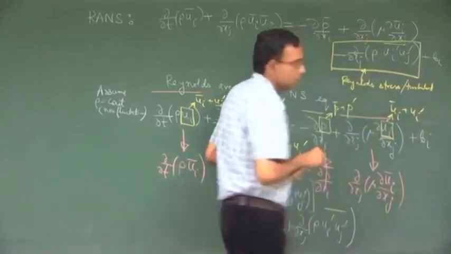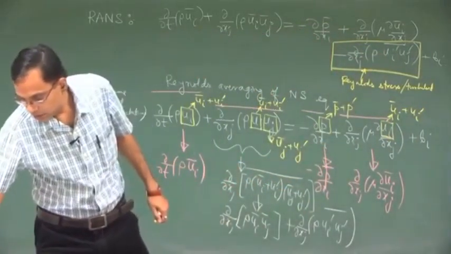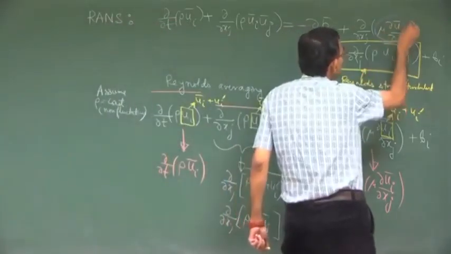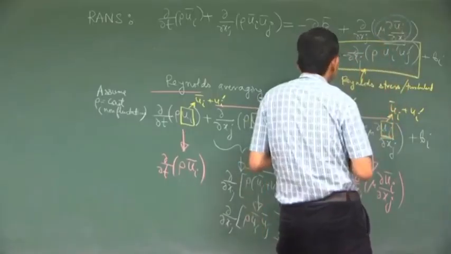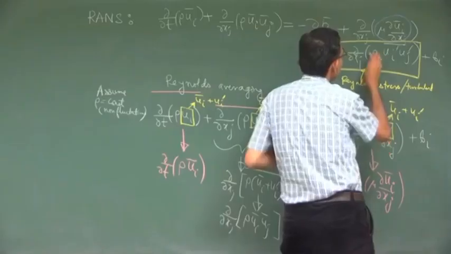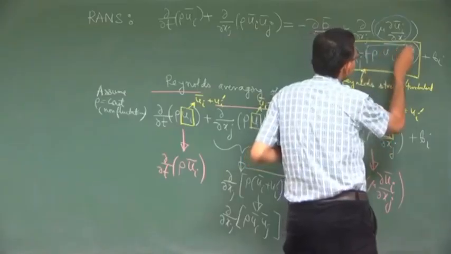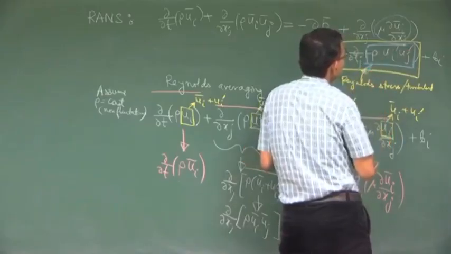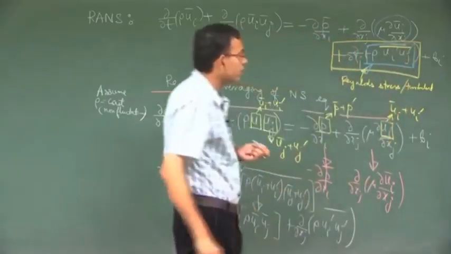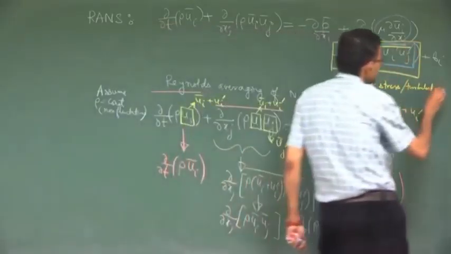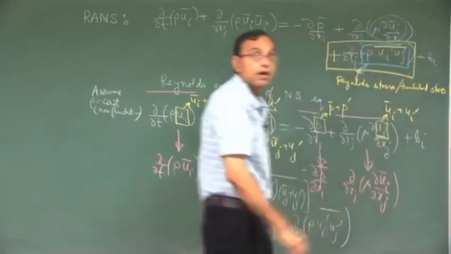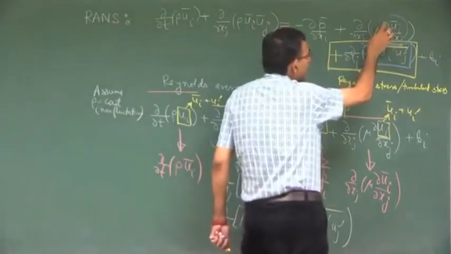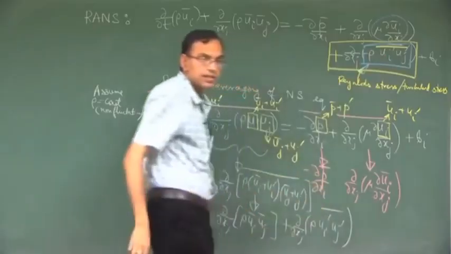Not the whole term, only the term in the bracket, because this is the standard tau ij. So, we can write this as plus, with a minus we can put inside this term. This is the Reynolds stress. Okay. So, this is purely from the analogy of the dimension of this with the dimension of this.